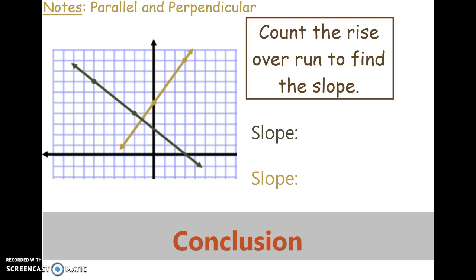Perpendicular, again, we're going to count the rise over the run to find the slope. So this dark line, we go down 3 to the right 4. So that will be a negative 3/4 slope. And for the gold line, we go up 4 to the right 3. So that would be a positive 4/3 slope.